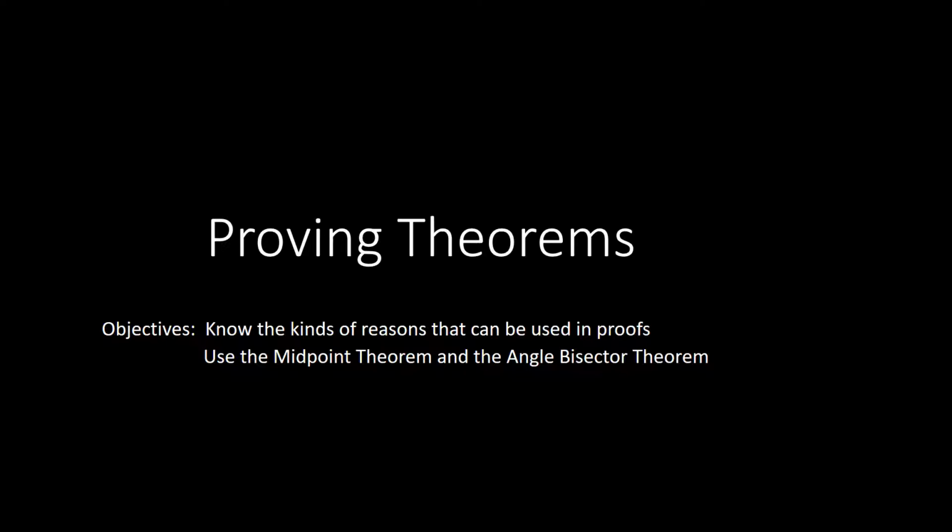In the last lesson, you were introduced to the topic of proofs. And in this lesson, we are going to get into a little more detail. So in this lesson, we are going to learn the kinds of reasons that can be used in proofs. And then using that information, we are going to prove the midpoint theorem and the angle bisector theorems. Then at the end, we'll show you how to use those theorems for other proofs.